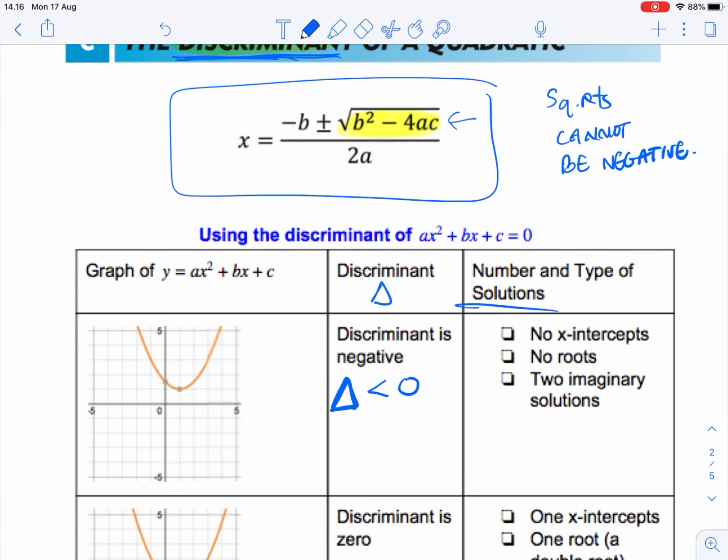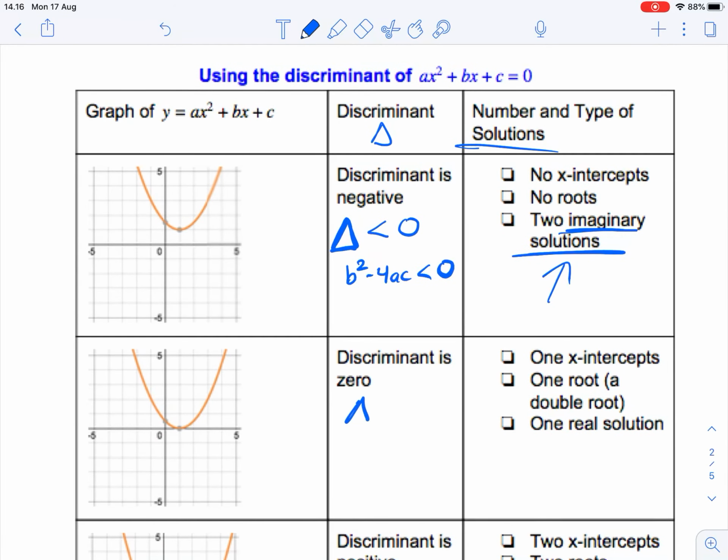Then there are no x-intercepts, so this is what the graph would look like. No roots, which is the same thing as x-intercepts. And here it says there are two imaginary solutions. We'll get there at some point, not yet. But the discriminant is negative. That means that b squared minus 4ac is less than 0.